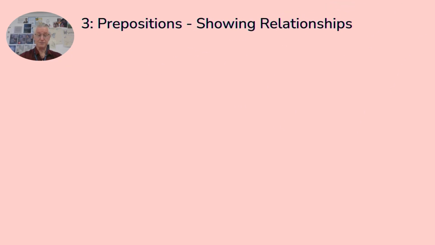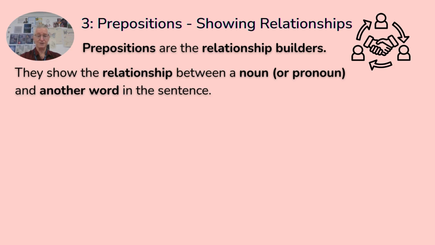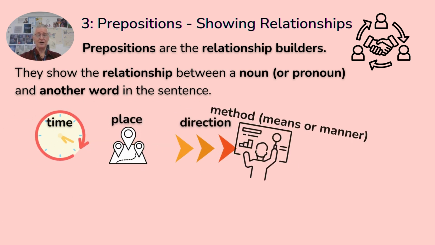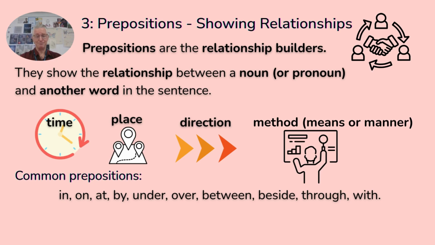Okay, number 3 is prepositions. Prepositions show relationships. So prepositions are the relationship builders of grammar. They show the relationship between a noun or pronoun and another word in the sentence. And prepositions will show time, place, direction, or method, which means the means or manner of doing something or how something happened. Common prepositions include in, on, at, by, under, over, between, beside, through, and with.